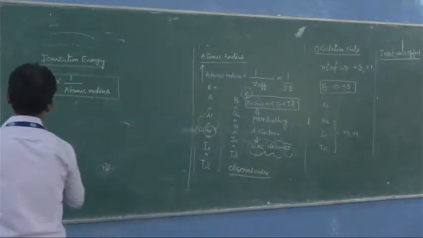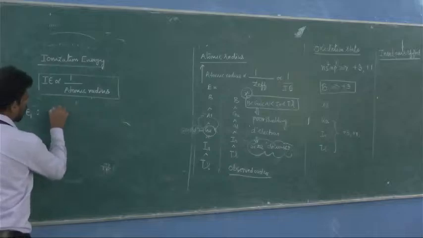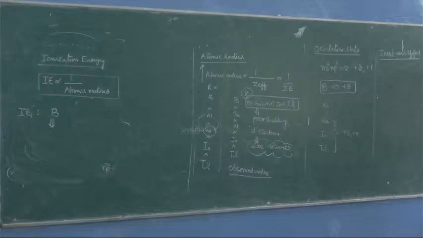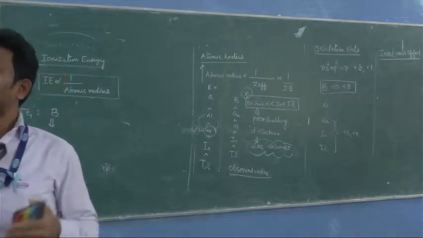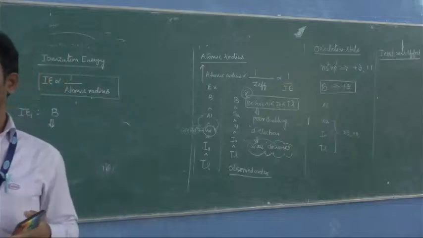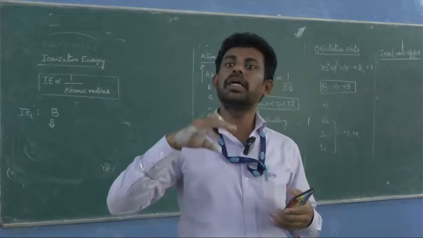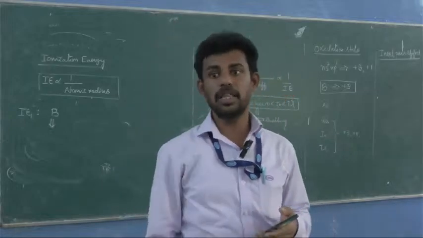Please note this. First ionization energy order. Boron has the highest ionization energy because it is smaller in size, so obviously it is going to have more ionization energy. Again, I am telling you, head elements always have anomalous properties. So ionization energy is higher for boron.